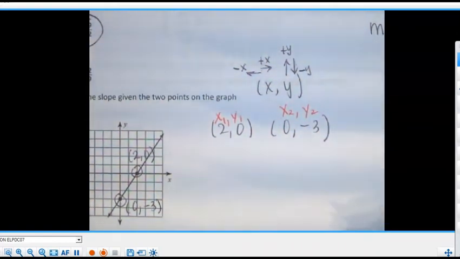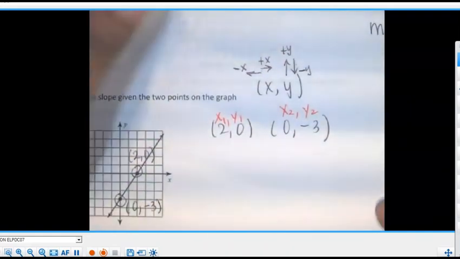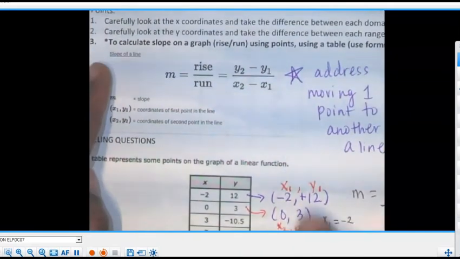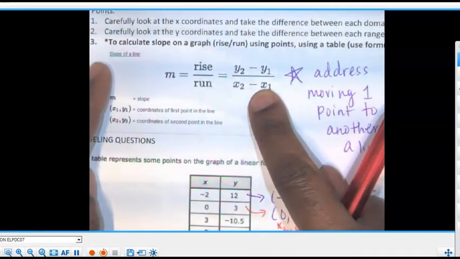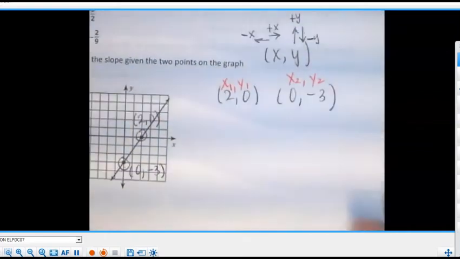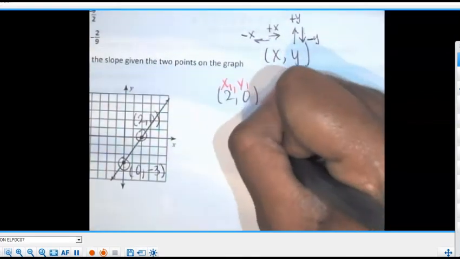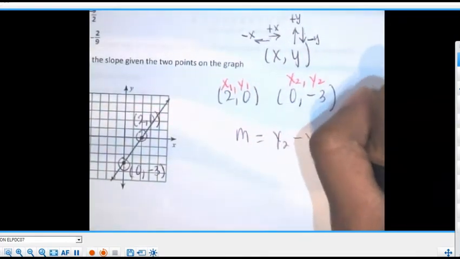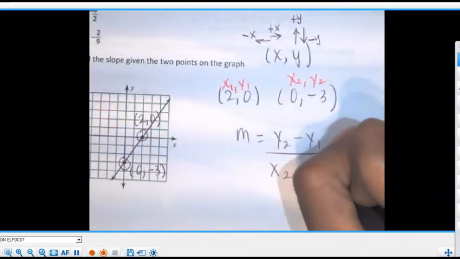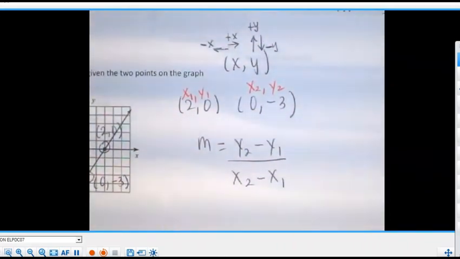Hope that makes sense. Okay, so now we go back up at the top and get our formula: y2 minus y1 over x2 minus x1. So now I go here and I write my formula down. I do the same steps, you guys, every time. That's why it's good to practice and do homework. All right, so very carefully.